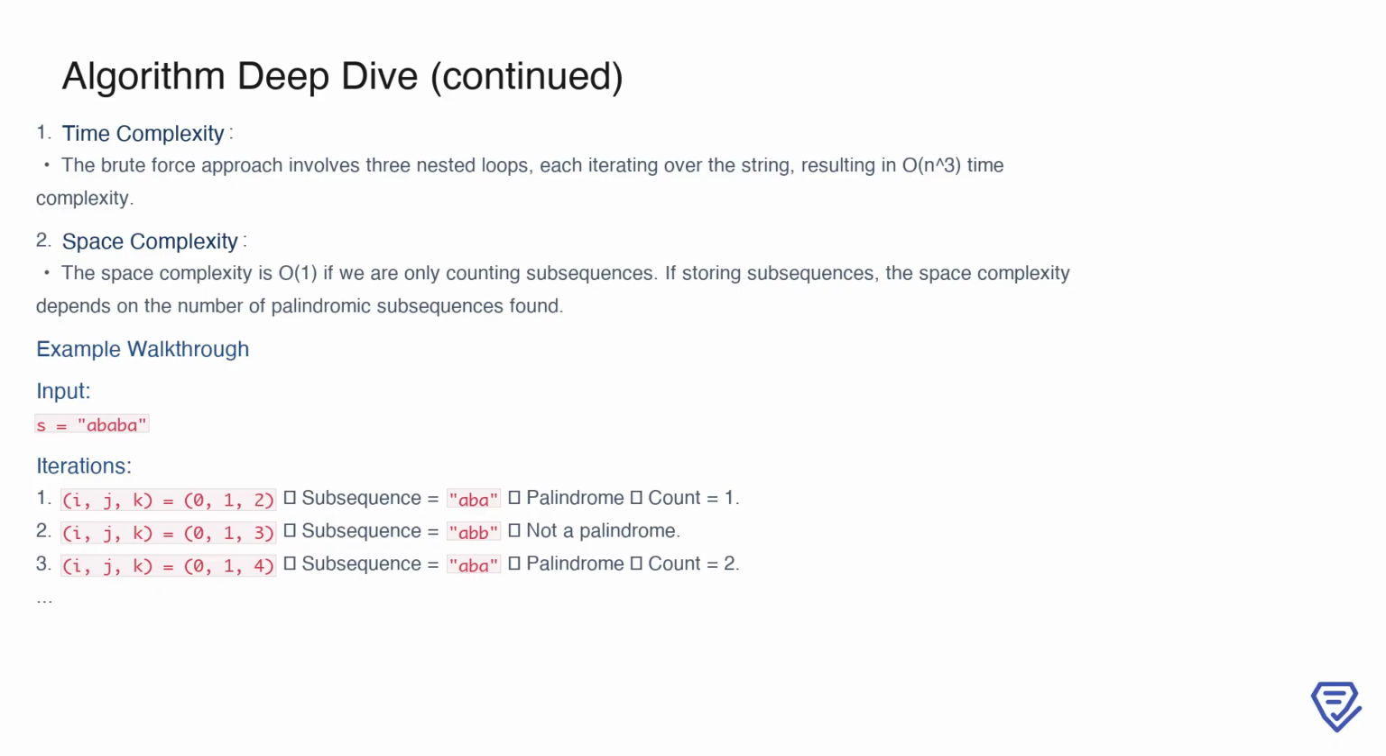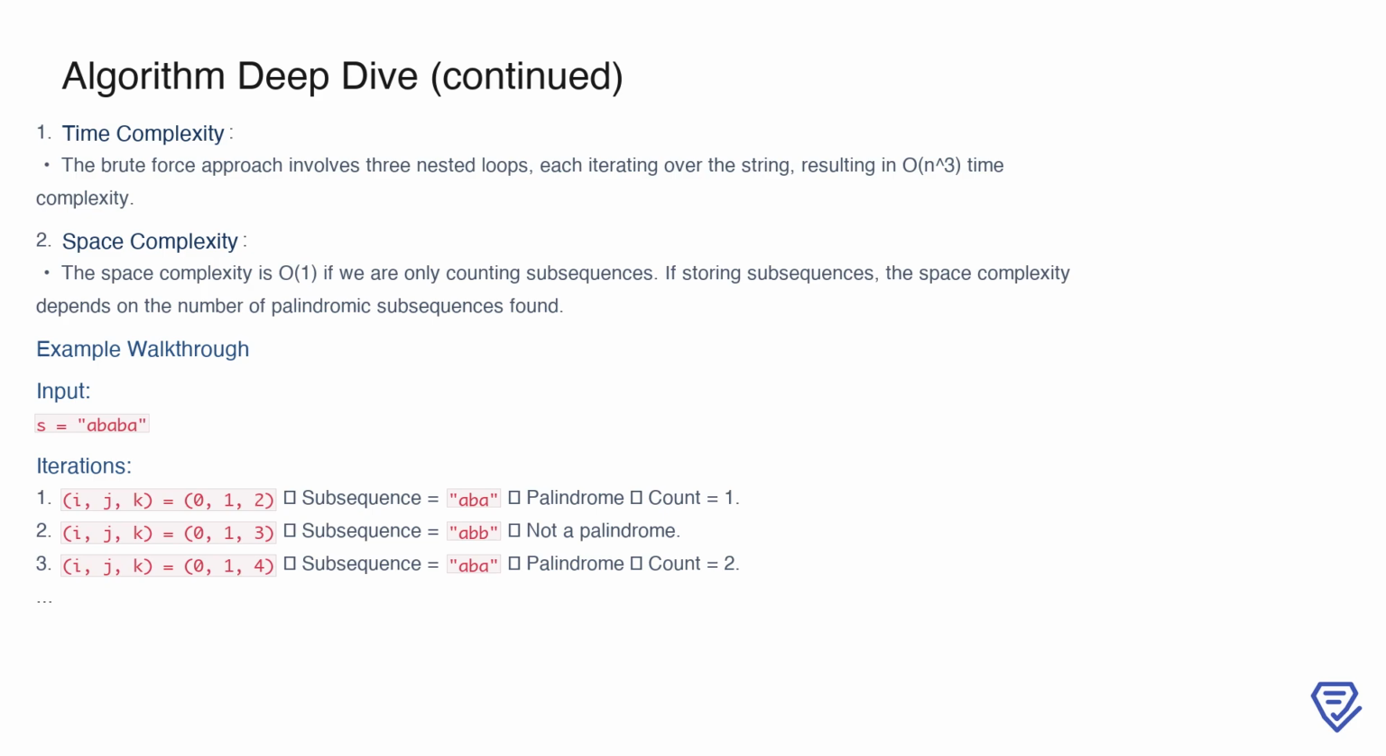Let's consider an example to illustrate the process. Suppose the input string is s equals ababa. The algorithm iterates through all possible triplets of indices, i, j, k, and checks if the subsequences are palindromic. For instance, the triplet 0, 1, 2 corresponds to the subsequence ABA, which is a palindrome, so the count is incremented. Another triplet 0, 1, 3 gives AB, which is not a palindrome.